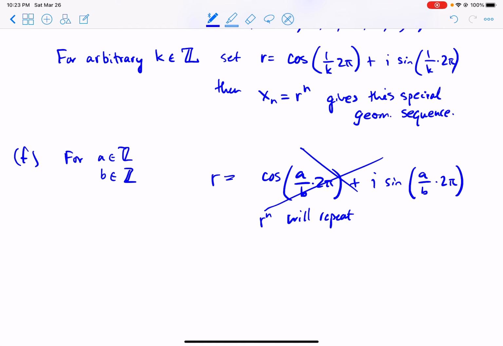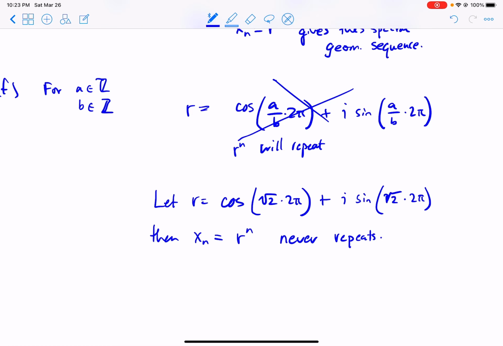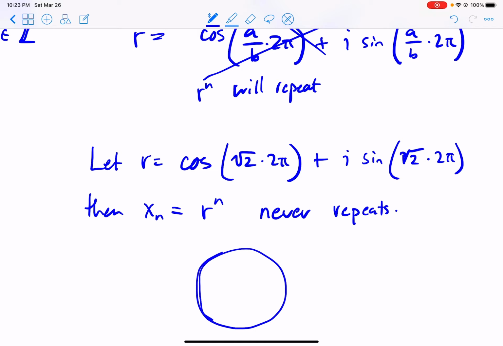But if we choose instead, let r equal cosine of the square root of 2 times 2 pi plus i times sine of the square root of 2 times 2 pi. Then x to the n equals r to the n never repeats. It's going to go around the unit circle, and it'll just never repeat.